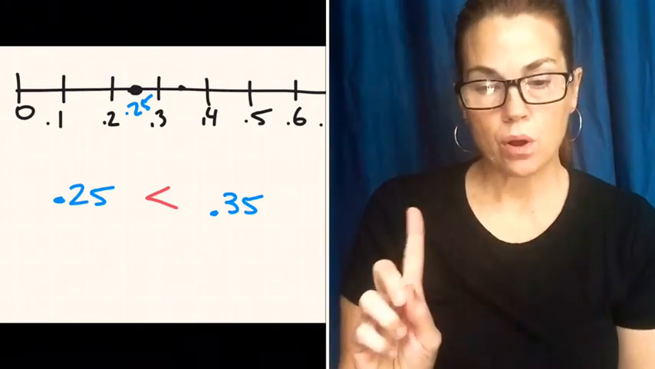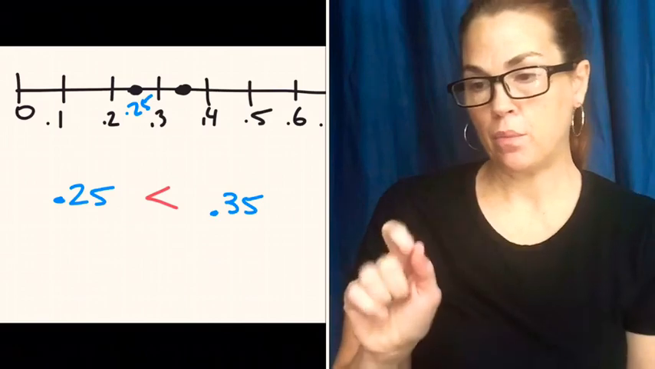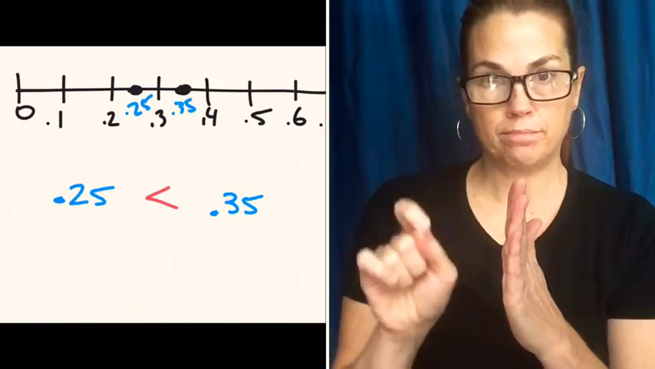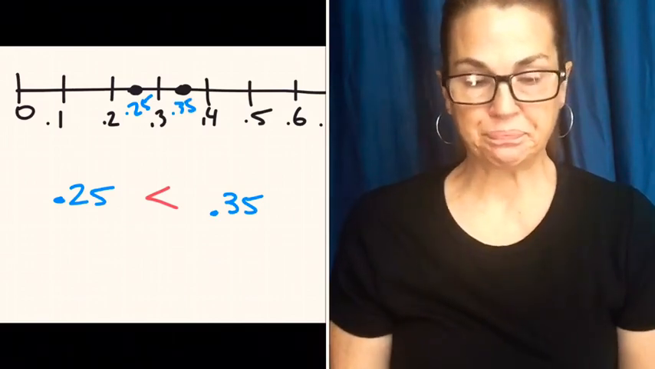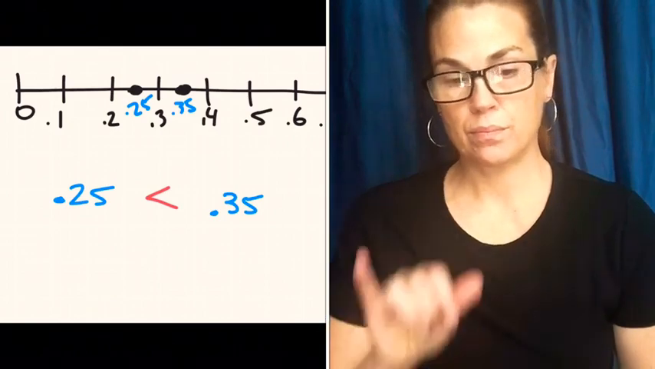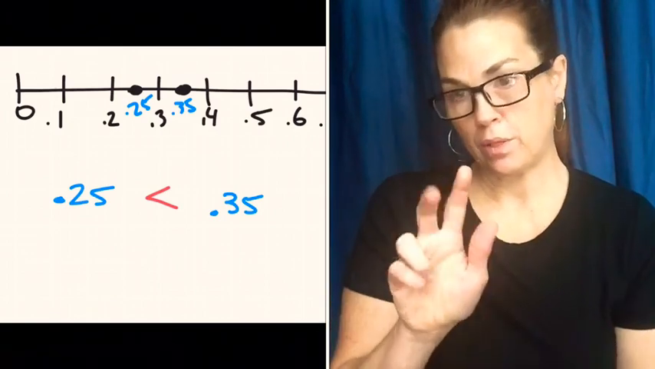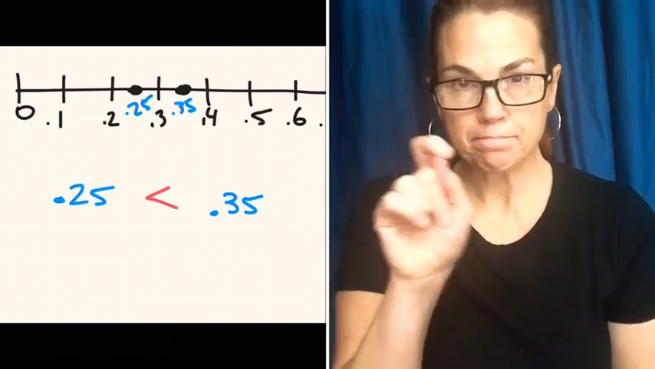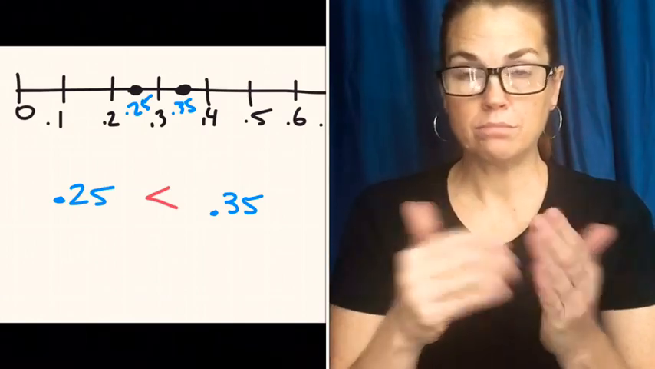Right here. This is where 0.35 or 35/100 would go. Once again, you can clearly see 35/100 is greater than 25/100 since it is further to the right on the number line.